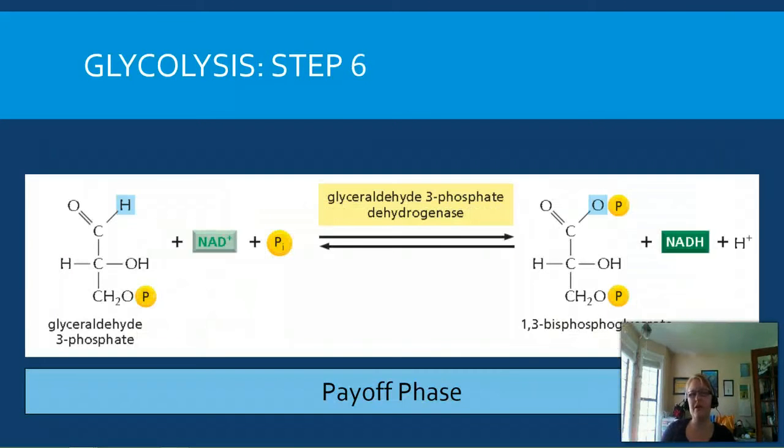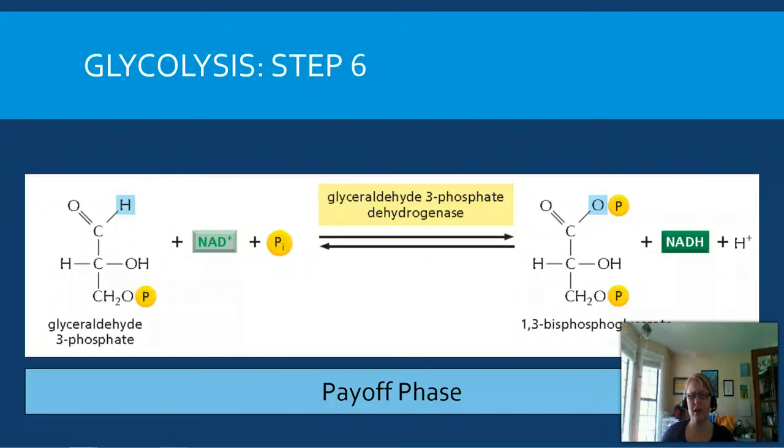So then we reach step 6, and this is where we enter the payoff phase. In step 6, we transition into the energy harvesting phase. Up until this point, we've only been putting items in. At this point, we're going to start being able to take out our NADHs, our ATPs. We're going to start seeing the energy and the efforts that we put into it here. The goal at the end of our process is to obtain 4 ATPs and 2 NADHs in this payoff phase, and that will leave us with a net gain of 2 ATPs and the NADH.